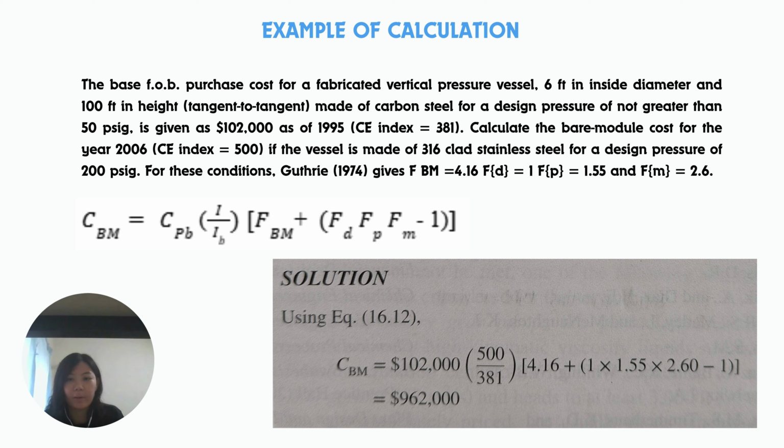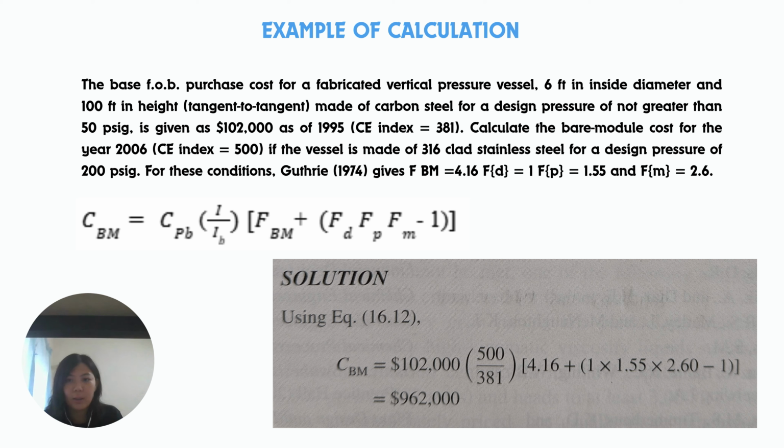And this is the example of calculation by using method 3. The best FOB purchase cost for a fabricated vertical pressure vessel, 6 feet in inside diameter and 100 feet in height, made of carbon steel for a design pressure of not greater than 50 psig, is given as $102,000 as of 1995, CE index equal to 381. Calculate the bare module cost for the year 2006, CE index equal to 500, if the vessel is made of 316 stainless steel for a design pressure of 200 psig.